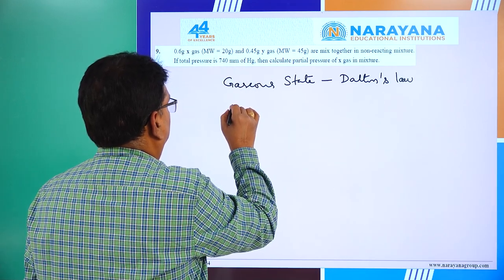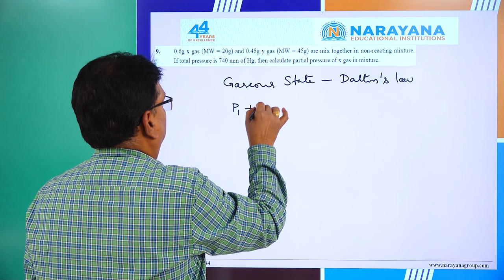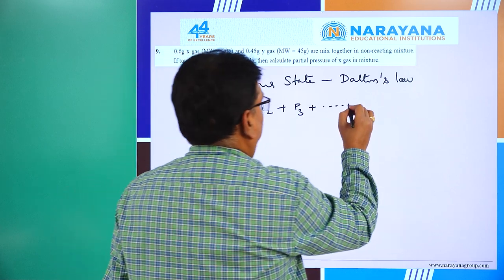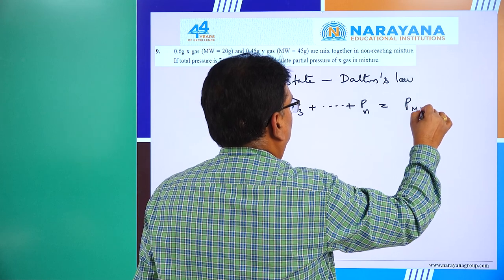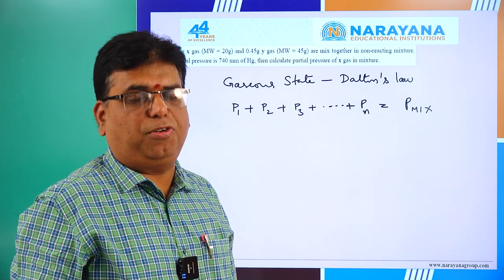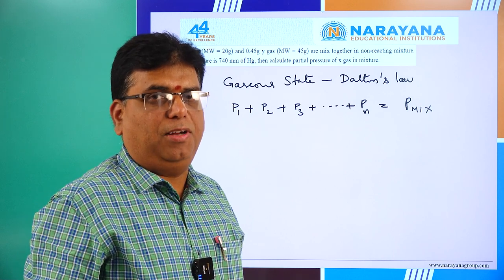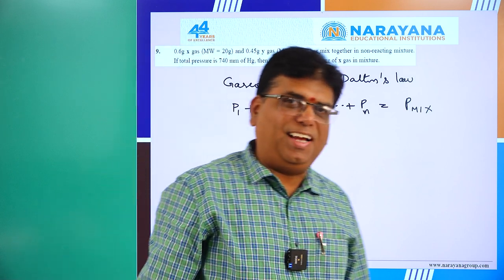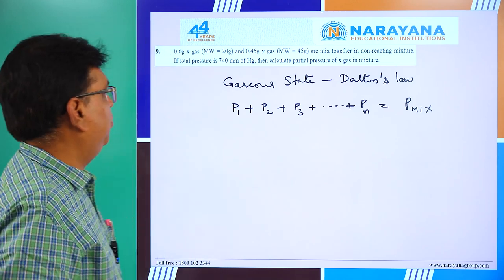In a mixture of gases, P1 plus P2 plus P3 plus up to Pn is equal to P mixture. The sum of the partial pressures of all the gases in the mixture is equal to the total pressure of the mixture. P1 is the partial pressure of gas 1, P2 is the partial pressure of gas 2, and all should be, of course, non-reactive, because if they react, then it will no longer be a perfect mixture.